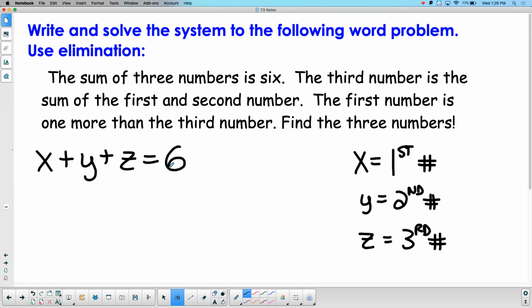Somebody else. Second equation. X plus y. Oh, x plus z equals 1. Wait. No, x plus y equals. Which one? Somebody back her up. X plus y equals z. Third equation. X equals z plus 1.